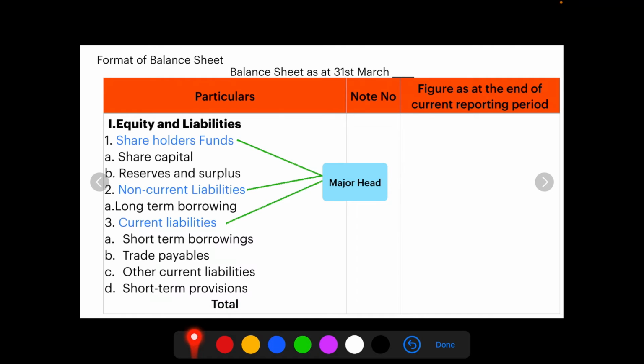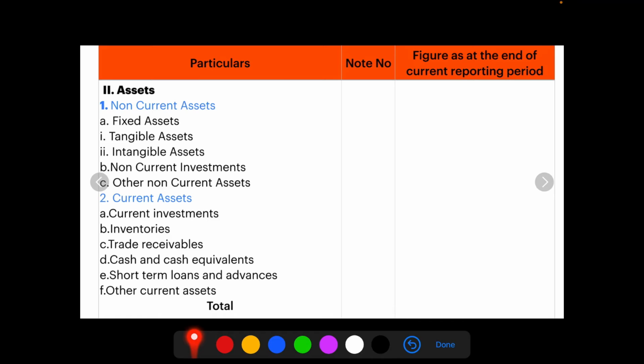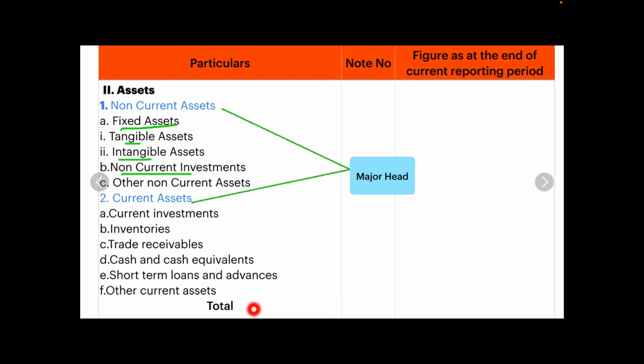So here you have the major heads which we just discussed in the previous slide, followed by, in this particular slide, the subheadings. Now let's have a look at the assets. Under assets, the heading non-current assets, we have fixed assets. Under fixed assets, again subcategories, tangible and intangible assets. B, non-current investments. Under the heading current assets, we have 6 more subheadings named as current investments, inventories, trade receivables. When you're preparing the balance sheet as per the Companies Act, bills receivable are called trade receivables, then cash and cash equivalents, short-term loans and advances, other current assets. So this will help us to arrive at the total of assets.